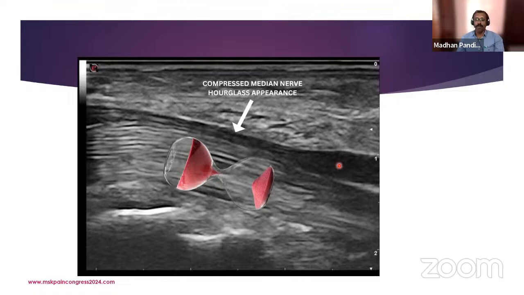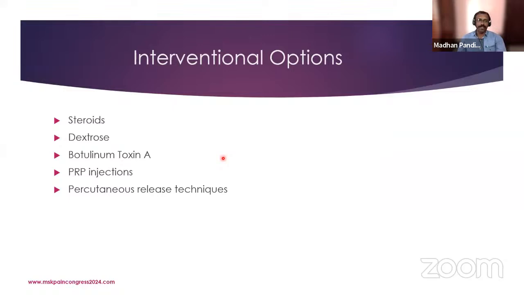So what are all the interventional options? You have steroids, which have a very limited role to play, a short term role. It's probably a matter of 1 week to 10 days that this will act. You have 5% dextrose, which can be injected into the carpal tunnel.